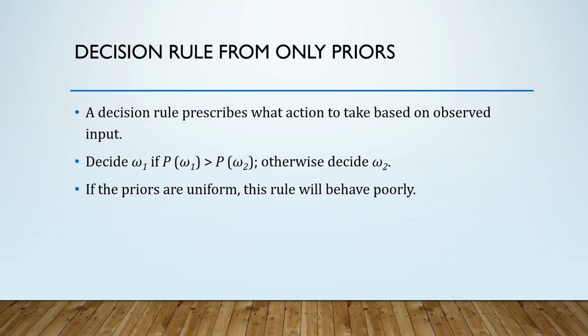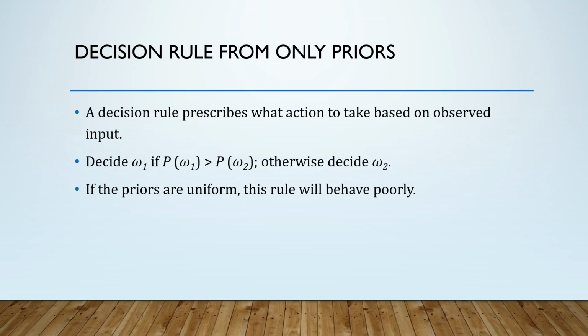Now, how can we decide, or what is the decision rule, from only priors? That is, we have only the prior probability. How can we decide based on that? Our decision rule prescribes what action to take based on observed input. Based on the observed input, the decision rule is going to prescribe what action to take. That is: decide W1 if the probability of W1 is greater than the probability of W2; otherwise, decide W2. That is, the class is decided based on whether one class's prior probability is greater than the other class's prior probability or not.